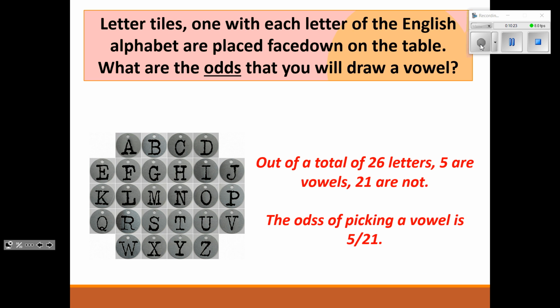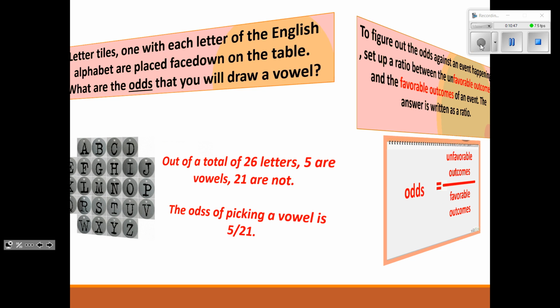So the difference between probability and odds. Probability, you put the favorable on top, and on the bottom is the total. For odds, you put the favorable on top, but you put the unfavorable, those that are not, on the bottom. So it's this bottom number that's going to be different between probability and odds.